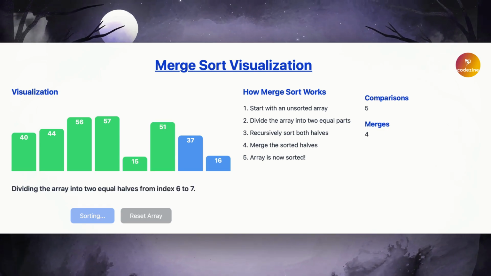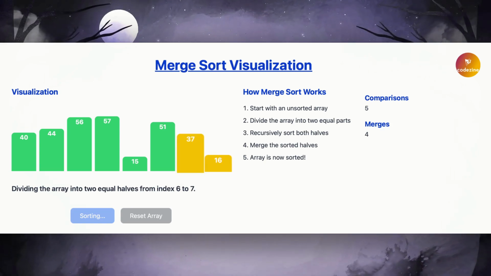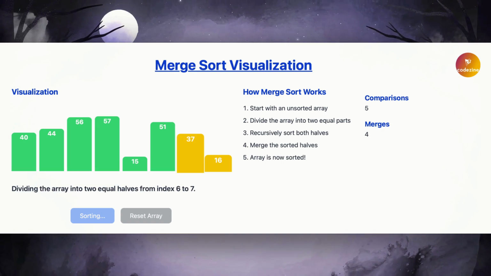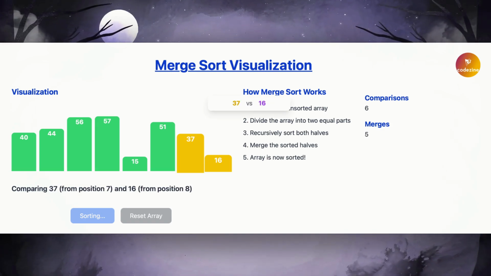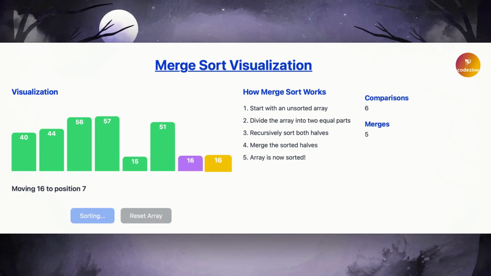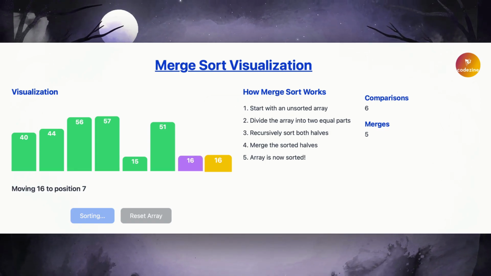Dividing the array into two equal halves from index 6 to 7. Comparing 37 from position 7 and 16 from position 8, moving 16 to position 7, moving 37 to position 8.